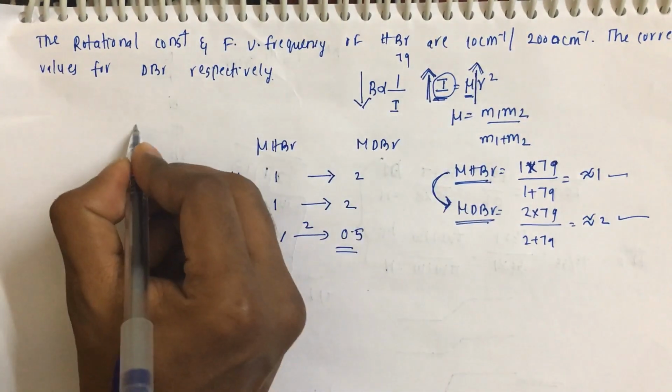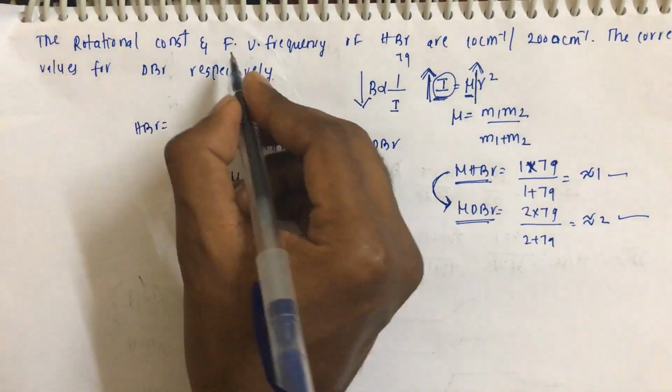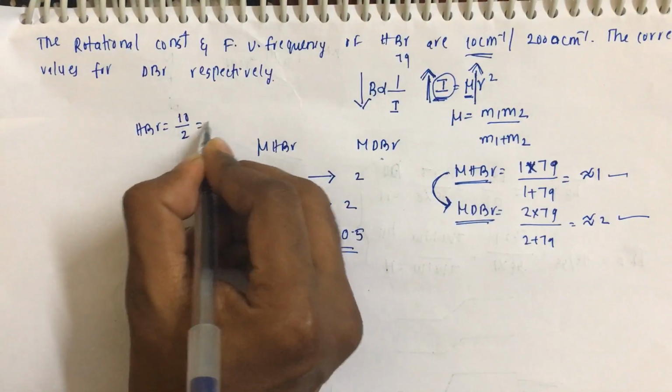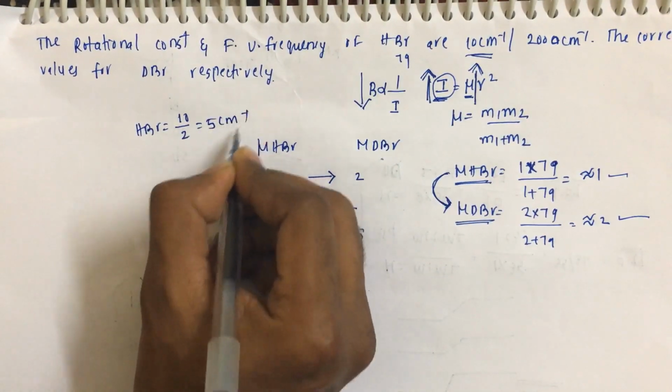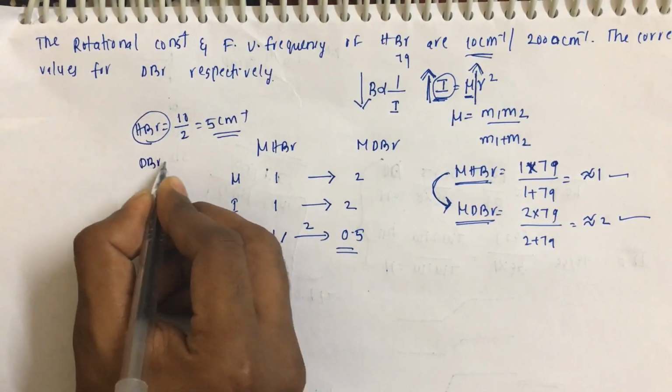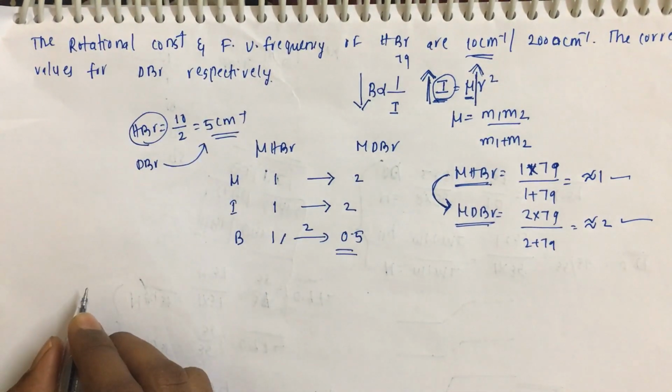And for HBr, what is the rotational constant they have given? 10 centimeter inverse. So 10 by 2 equals 5 centimeter inverse. So this is the rotational constant for DBr. So the DBr rotational constant is 5 centimeter inverse.